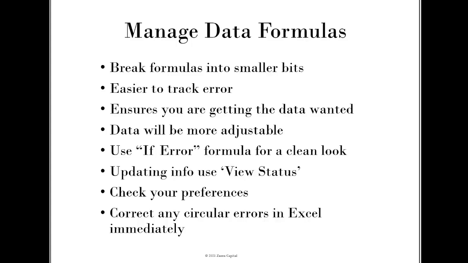I think it's better to keep similar or like data sets together. So an example would be, rather than having percent change and volume and a close all in one formula, to break them up into the respective categories. Keeping formulas in smaller bits makes it easier to track. It's easier to verify that you're getting the data you actually want. The data will be more adjustable. And overall, it'll just make your life a lot easier not to have an extremely complicated and lengthy formula in one cell.